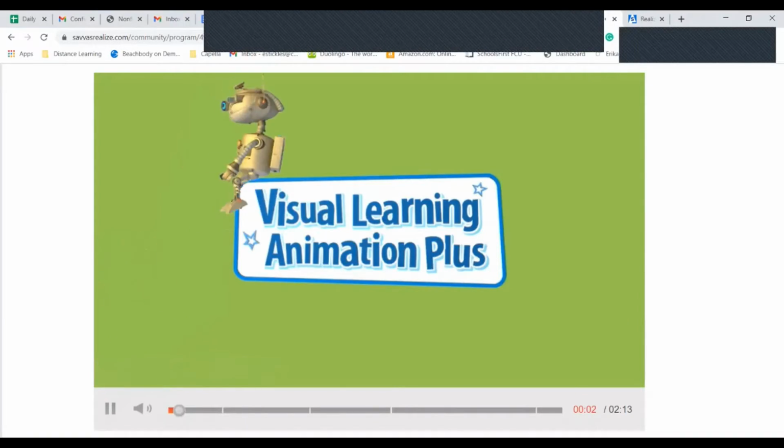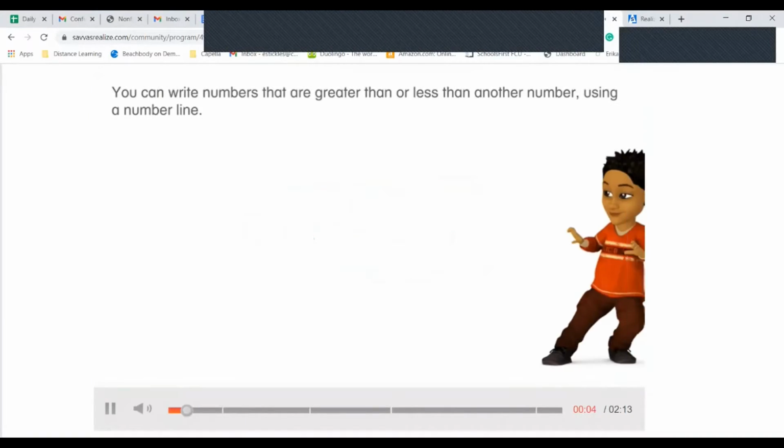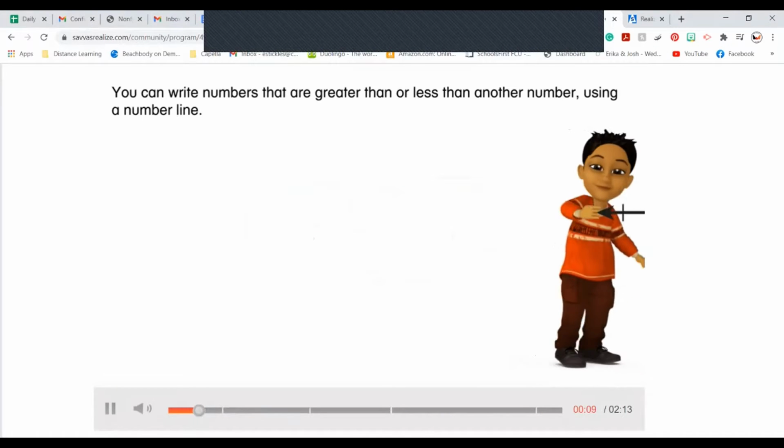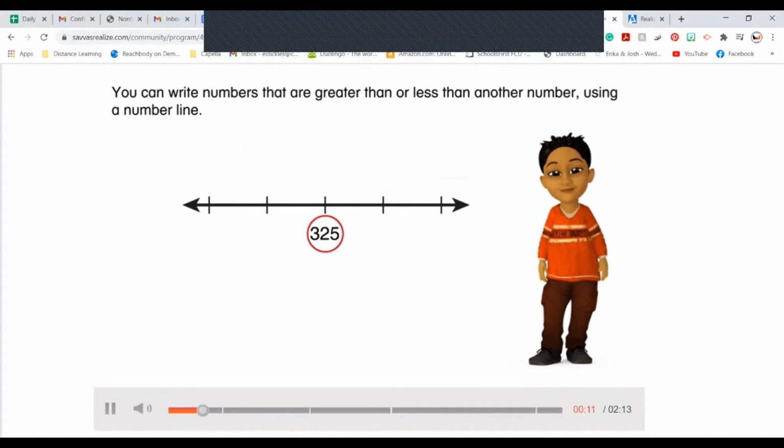Ladies and gents, today you and I are going to work on practicing comparing numbers on a number line. So let's go watch our visual learning video to get us started. You can write numbers that are greater than or less than another number using a number line.